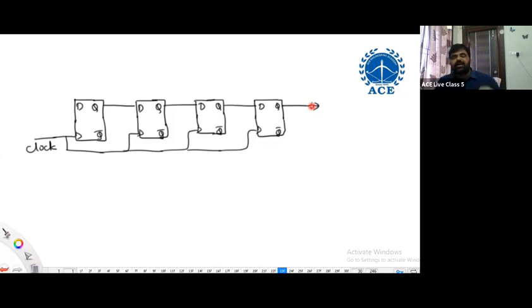Now, I'm saying that it is not possible to read the output of each and every flip-flop. It is possible to read the output of the last flip-flop only. At the last flip-flop output, how many bits can I read at every clock cycle? Only 1 bit. That means we are reading bit by bit, which is always a serial operation, called serial output.